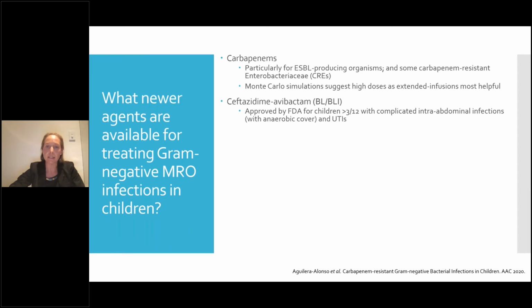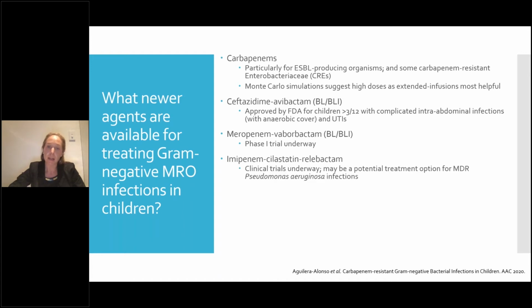And then there have been a number of beta-lactam, beta-lactamase inhibitor combinations that have emerged over the recent decade. There's ceftazidime avibactam, which is now approved by the FDA for use in children more than 3 months of age with complicated intra-abdominal infections. Meropenem avibactam, which currently has a phase 1 trial underway in children. There's imipenem cilastatin relebactam, which also has clinical trials underway for its use in children, and is looking to be a good potential treatment option for multi-drug resistant Pseudomonas aeruginosa infections.